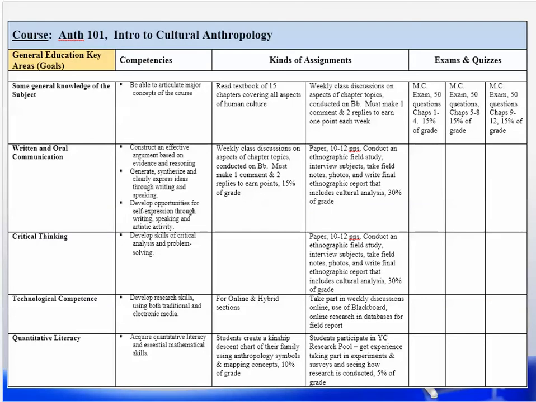So for the Introduction to Anthropology, on the left column, we have the goals. On this slide, you see the general education goals. The next slide will show the anthropology goals. And the competencies that a student should be able to articulate to show that they met that goal, and the kinds of assignments in columns 3 and 4, and also any exams and quizzes where these goals would be measured.